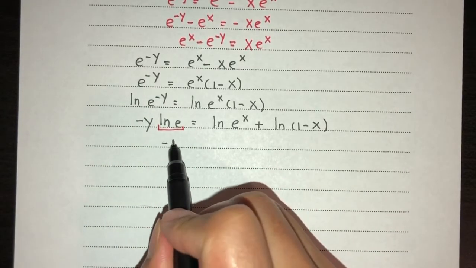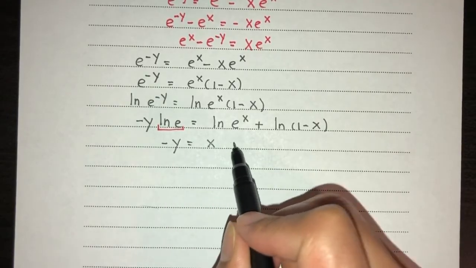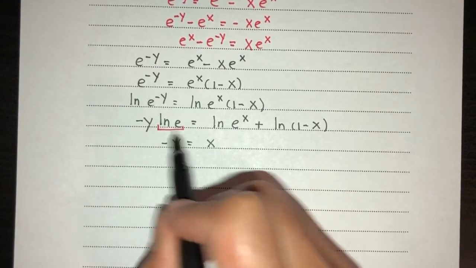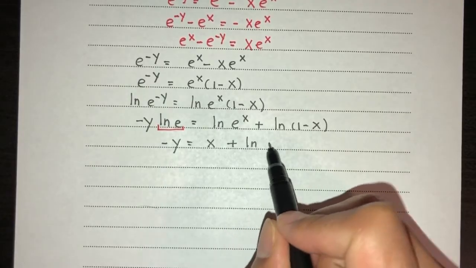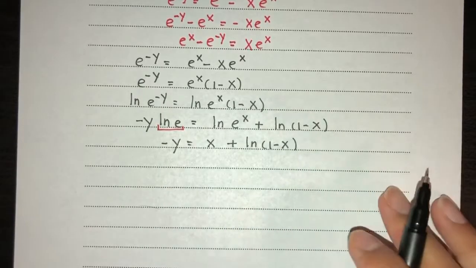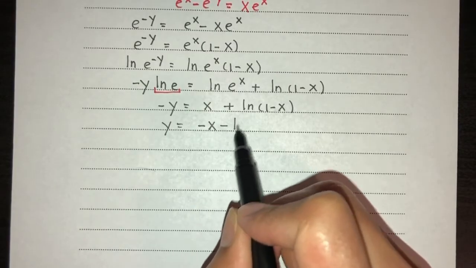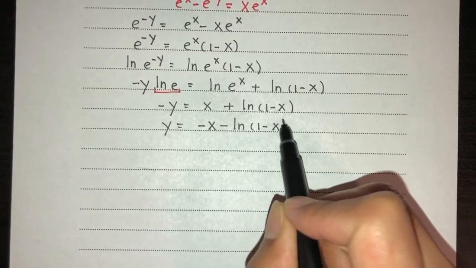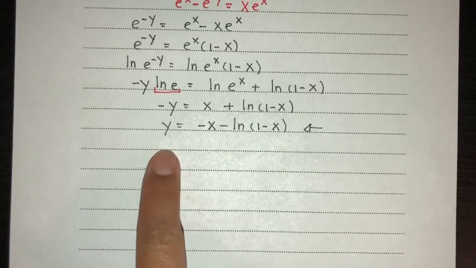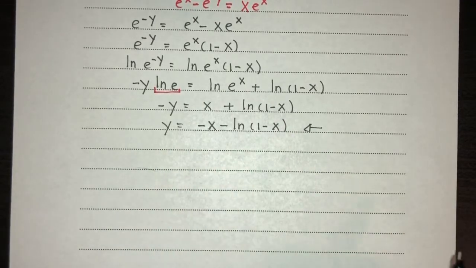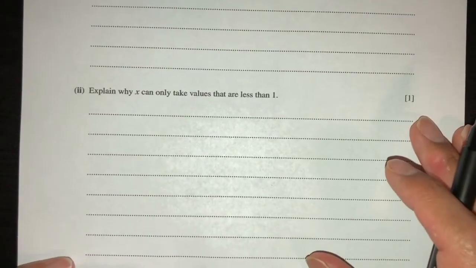You will have minus y equal to x. This also is the same thing, 1 plus ln of 1 minus x. So finally y is given by minus x minus ln of 1 minus x. That is as simply as possible y in terms of x. Now let's move on to part 2 of the question.